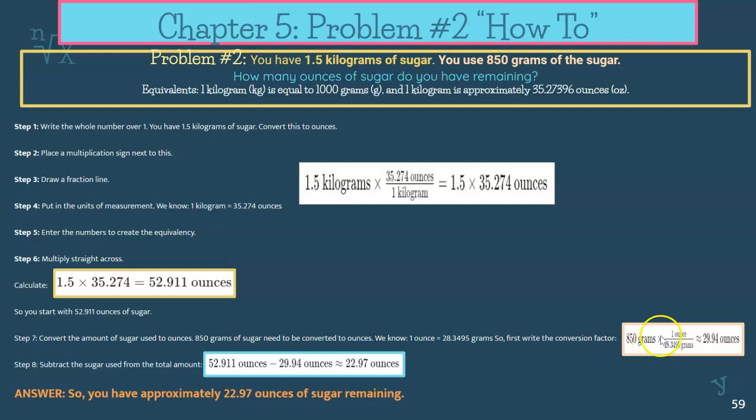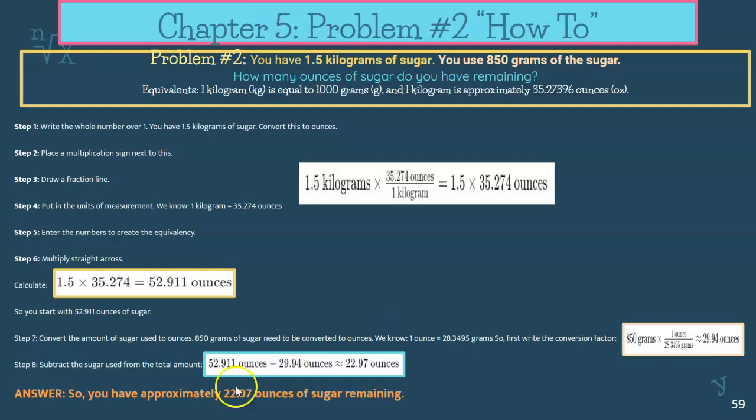So you're going to write it out: 850 grams over 1 multiplied by, we're switching over to ounces, so that goes on the top. And then the equivalent, 28.3495 grams, goes on the bottom. The grams cancel out. So you're going to multiply 850 times 1 over 28.3495, and you get 29.94 ounces. So that is how much of the sugar you used.